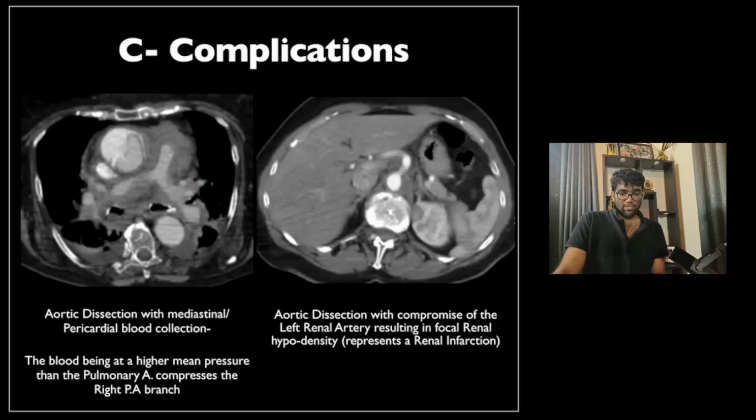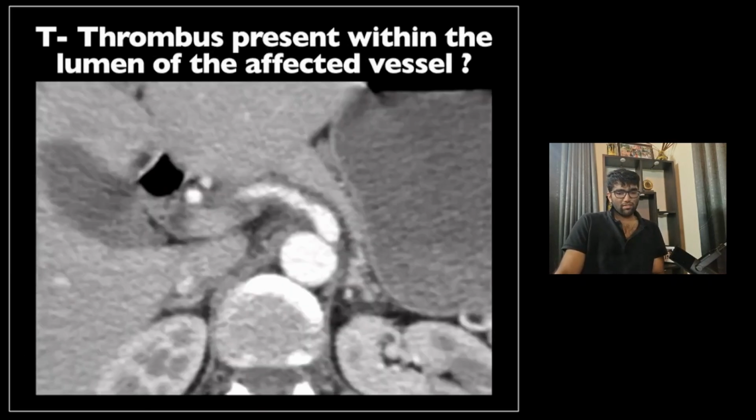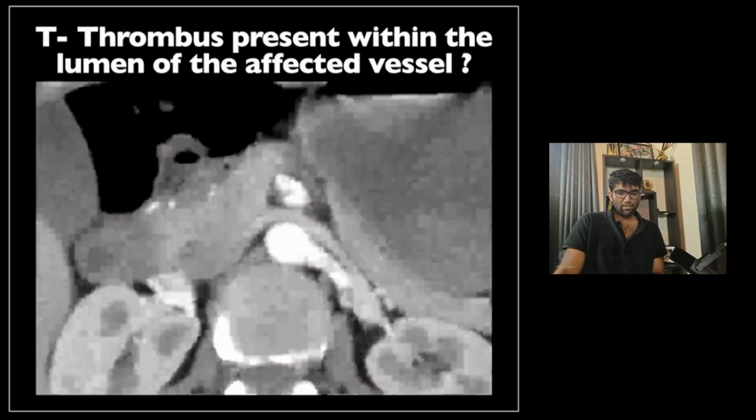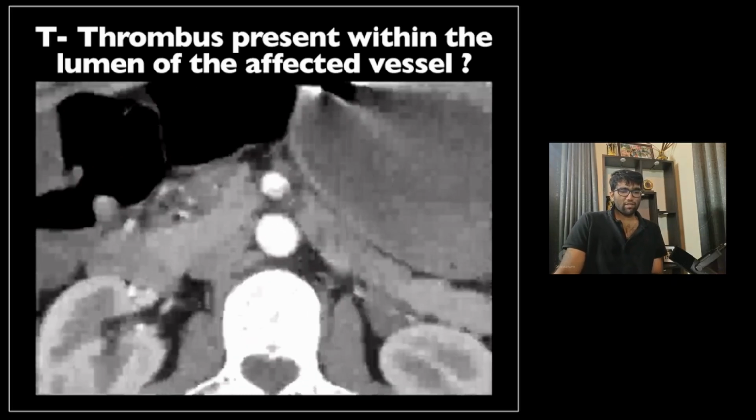Then aortic dissection with compromise of the left renal artery, in this particular image, shows focal infarction of the left kidney, as I've shown here. So in this particular section, this is the abdominal aorta, that is the subclavian artery, that is the renal arteries, and then we have the superior mesenteric artery with the dissection flap in it.